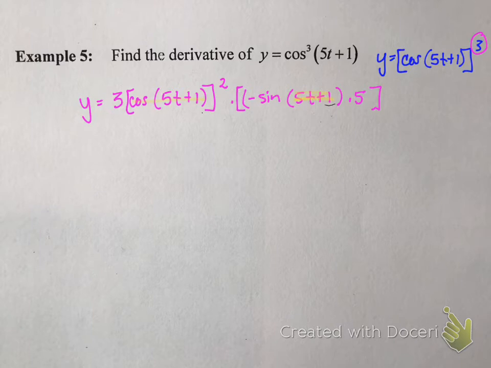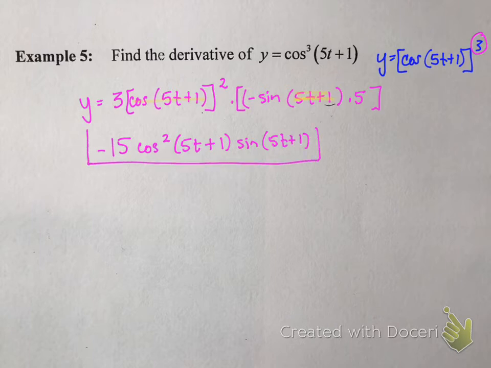So like I said, this becomes a little bit more hairy. All right, 5 times 3, 15. I have a negative from that sine, so I'm going to put the negative here. And I'm going to write this out as cosine, and I can bring the squared back in front of the 5t plus 1. And then I have sine of 5t plus 1. So this is about the best I can do with this.